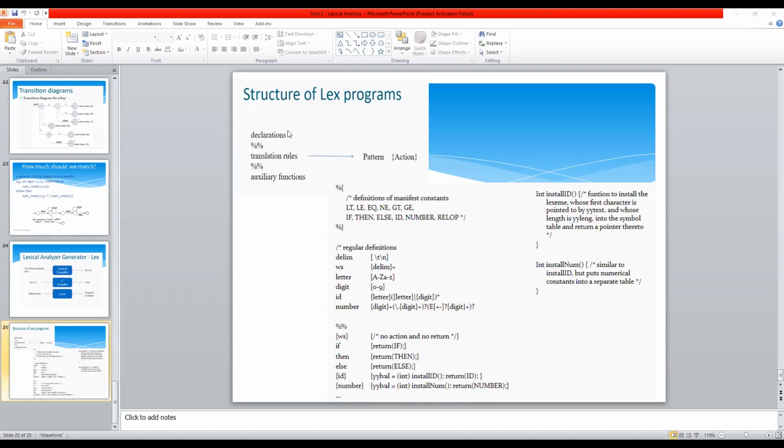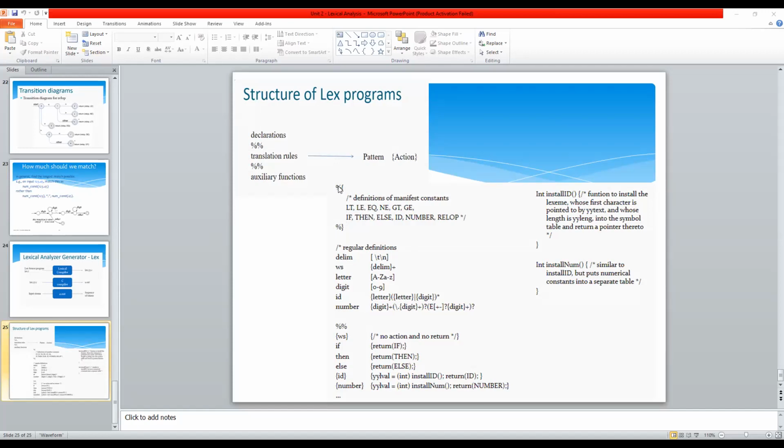First, declaration portion, double % sign. Then second section is translation section or translation rules. Those rules are specified in the form of pattern action. And then again, double % sign, and you will have the function, auxiliary function, that is the main procedure of the LEX program, main function call. Okay, so the example given here is, this is your declaration section.